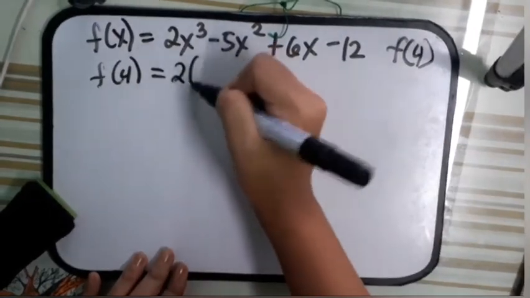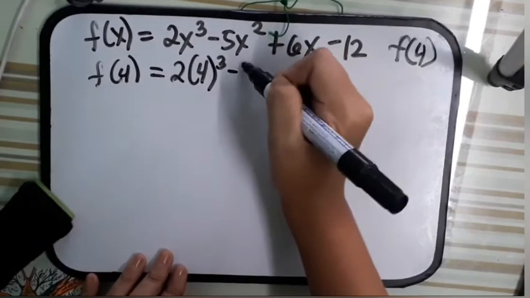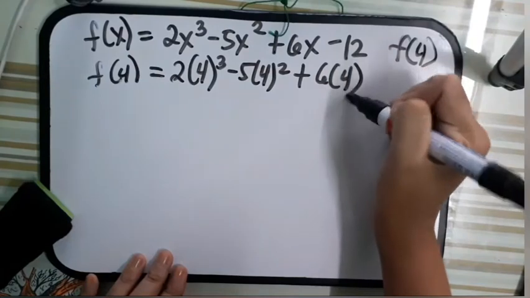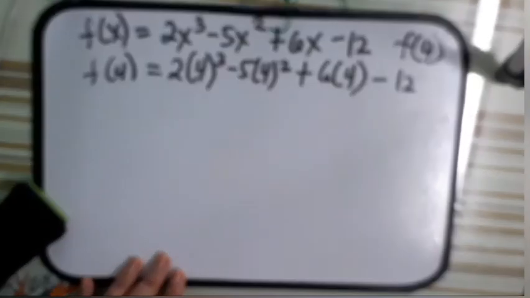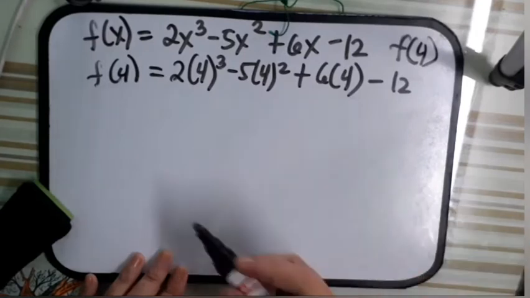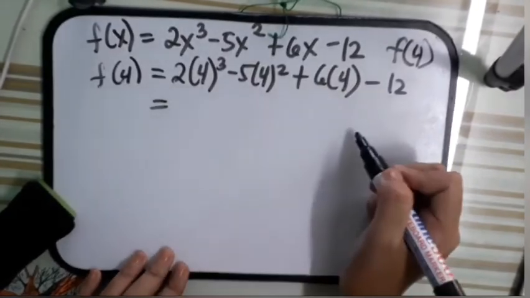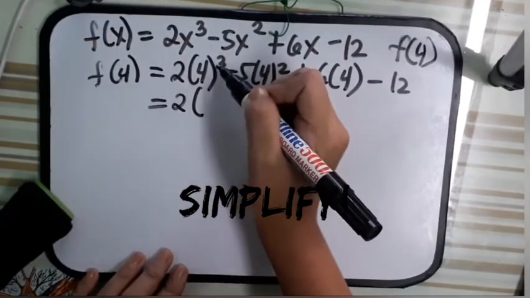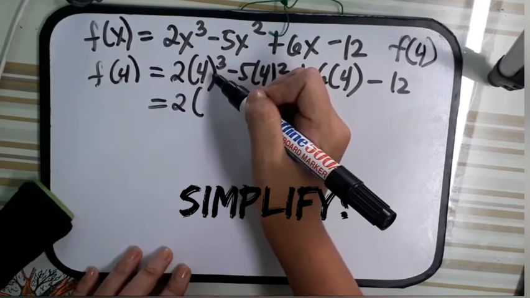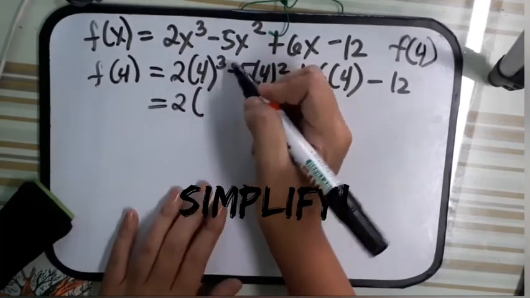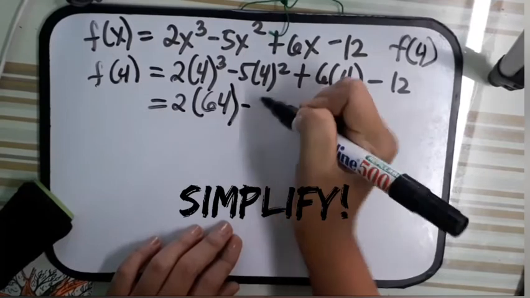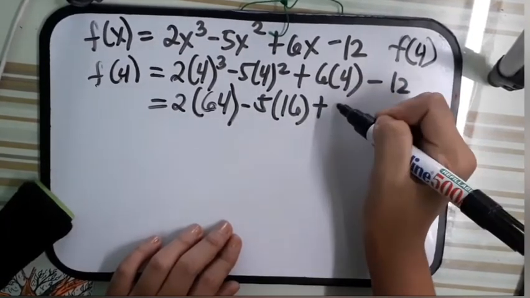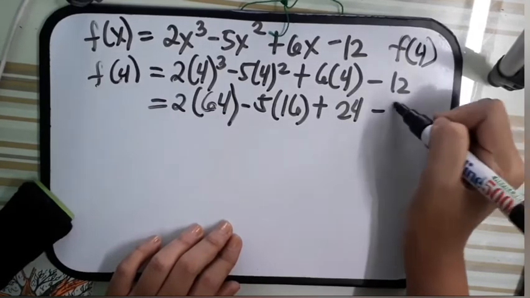It will become 2 times 4 raised to 3 minus 5 times 4 raised to 2 plus 6 times 4 minus 12. After that, we proceed on simplifying this. 2 times 4 raised to 3 is equal to 4 times 4, 16 times 4 is equal to 64. Minus 5, 4 times 4 is 16, plus 6 times 4 is 24, minus 12.